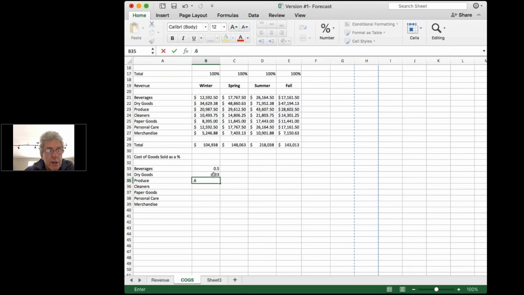Okay? We're going to come along to cleaners. Cleaners are going to be 40%. Okay? Paper goods, same as cleaners, is going to be 40%. We're marking them up 2.5 times. Personal care, we can't mark those up as much because we have to watch our prices, 50%. And just general merchandise, we're going to make it at 33%.